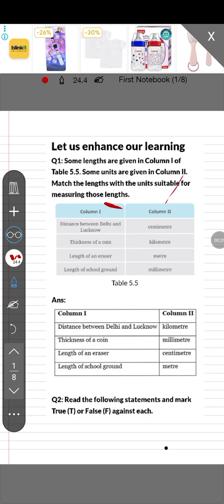So the first one is the distance between Delhi and Lucknow. The answer is kilometer. Thickness of a coin, it is millimeter. How will you measure that? Length of an eraser, it is centimeter. Length of a school ground, it is meter. Question number 1.